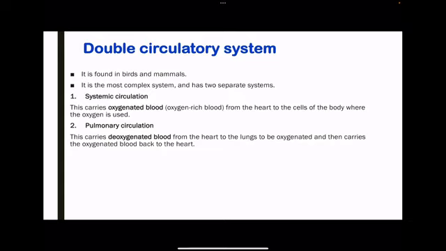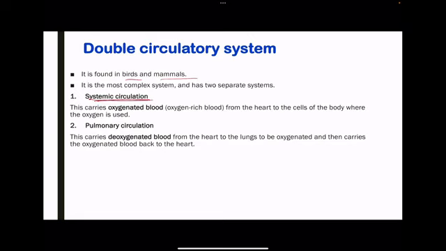Now, when we go to double circulatory system, this is what we're going to focus on more. This is found mainly in birds and mammals. It is the most complex system and has two separate systems. There is systemic circulation and there is pulmonary circulation.